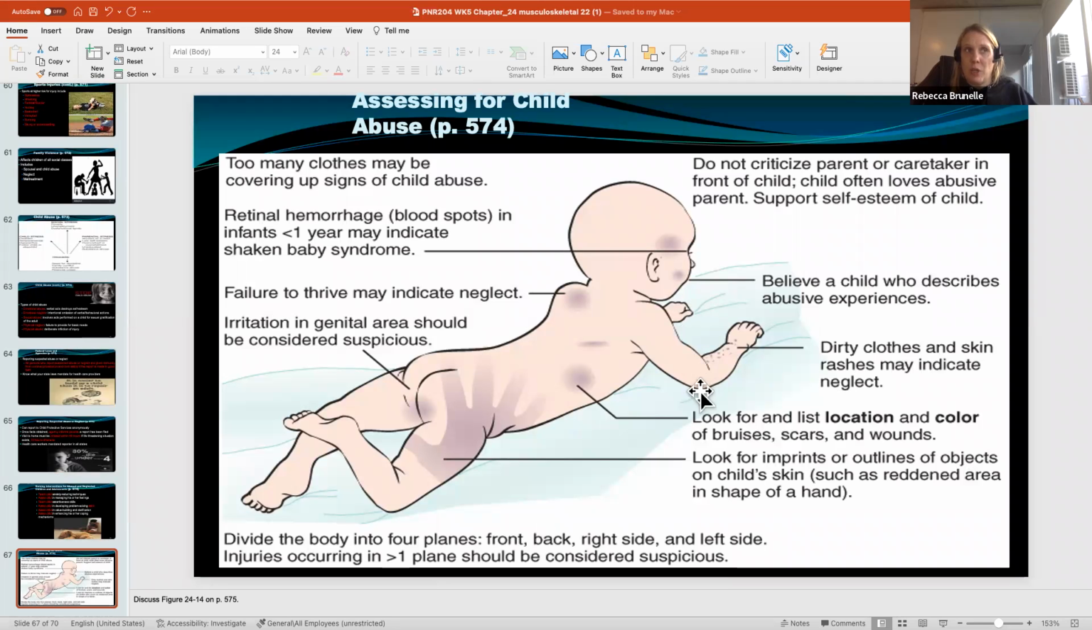So there's certain things we talked about: the bruising. So retinal hemorrhages, blood spots in the eye. We talked about that with the shaken baby syndrome. Failure to thrive, different bruises throughout the body, irritation of the genital area. So always be on the lookout.